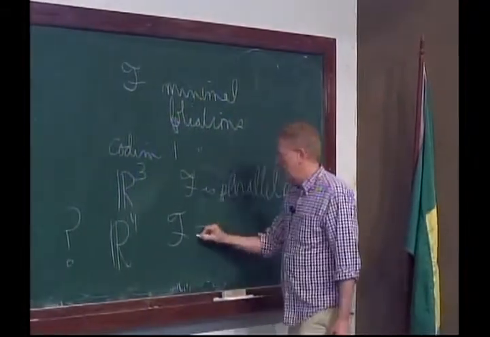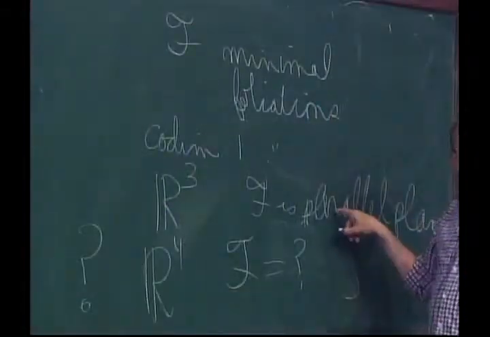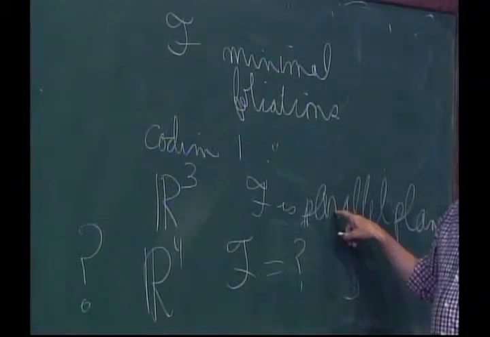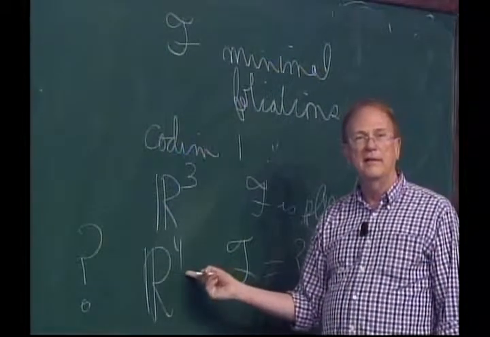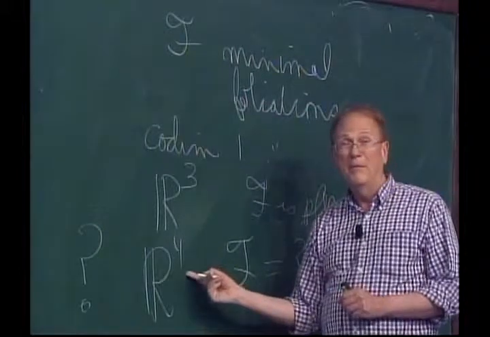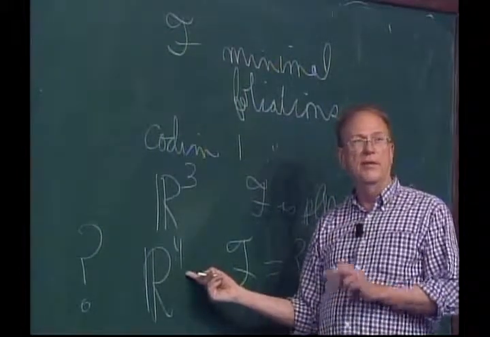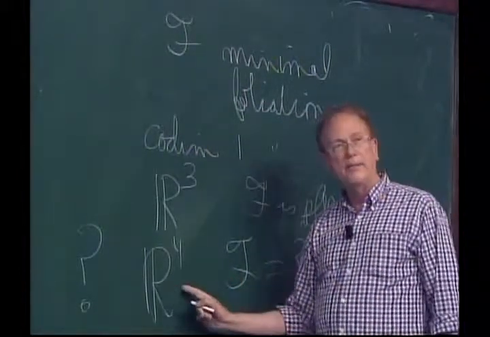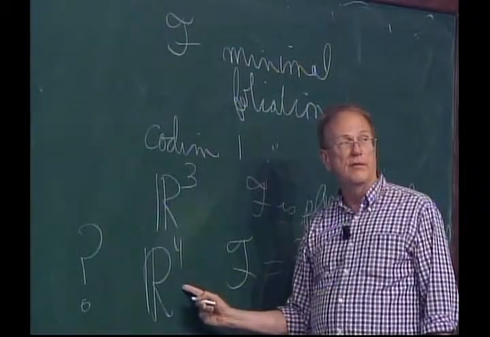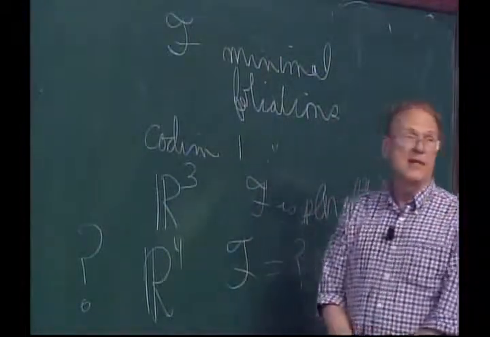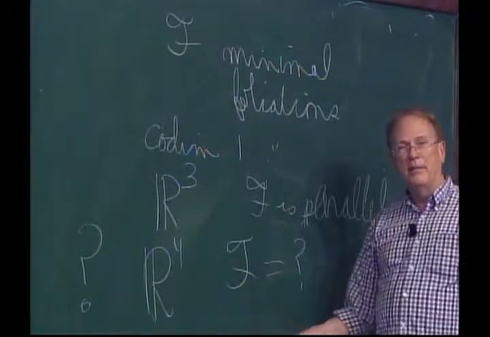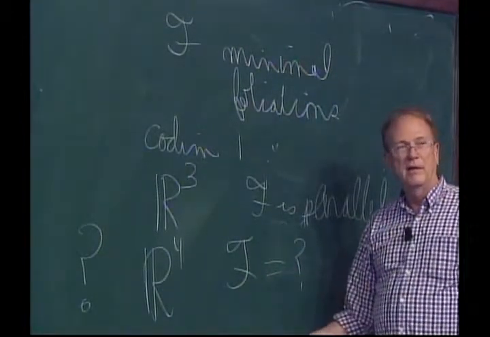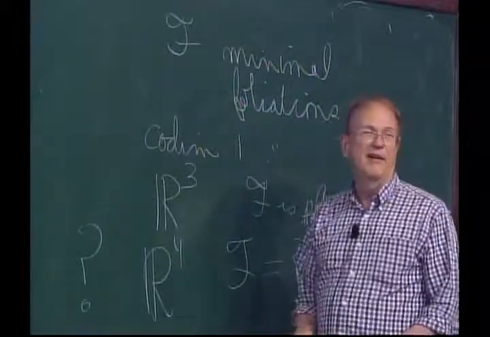But is it always a foliation by hyperplanes? The surfaces are area minimizing. Well, if they were proper, that would be true. There's a theorem: if the leaves were proper surfaces in R4, then yes, they're hyperplanes. But the problem is that maybe none of them are proper in R4. Maybe they're dense in R4.